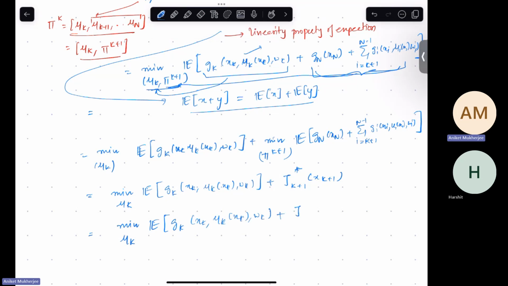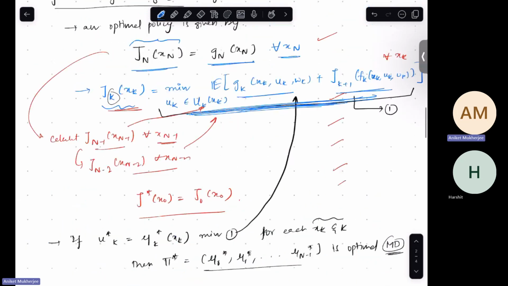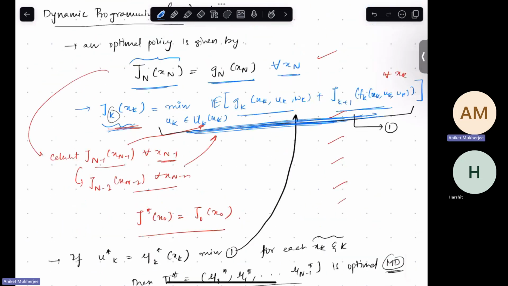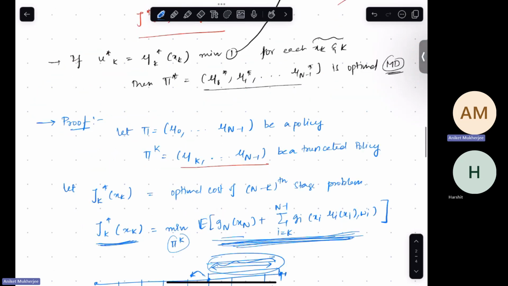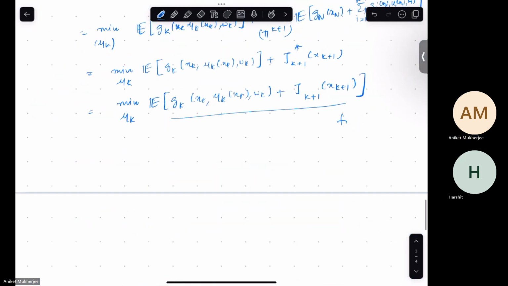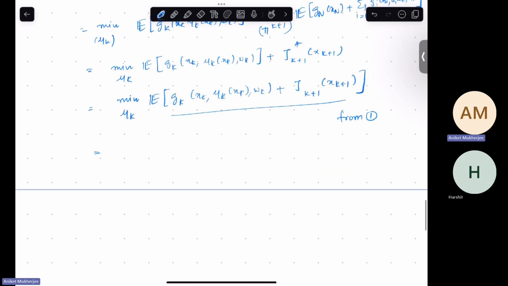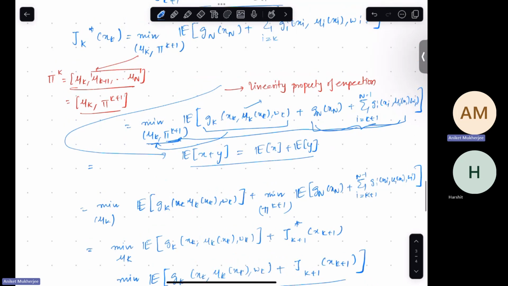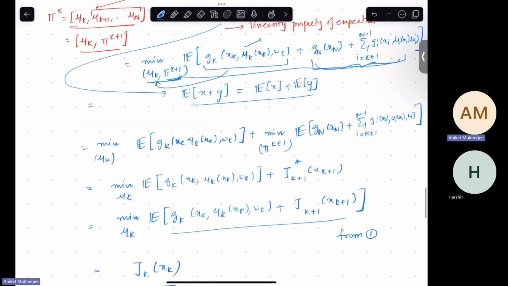Plus J k plus 1 of x k plus 1. And this is basically your definition for Jk(xk), right? This one. So from 1 you directly have this to be Jk(xk). So what you proved is Jk star (xk) is equal to Jk(xk).